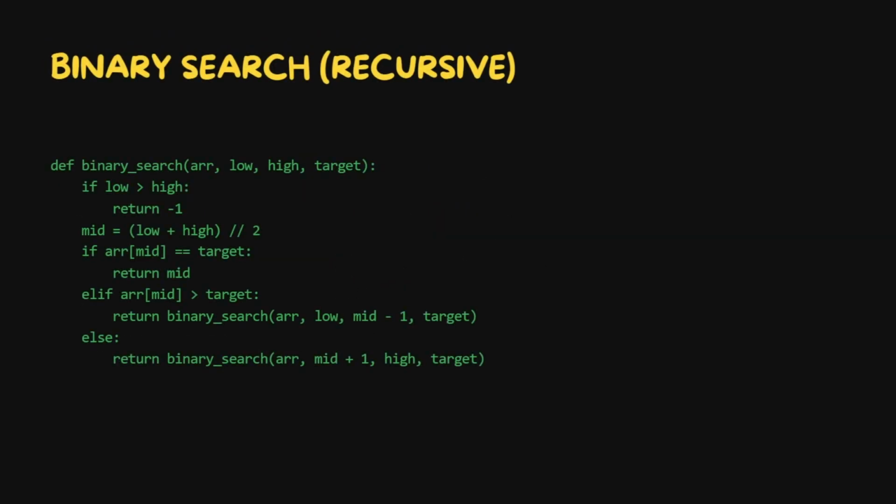This is the code for binary search. First we define the binary search. We will pass the array, the low, the high and the target. If low is greater than high, we will return -1, which is the base case. Then we will find the mid as low plus high divided by 2. If array of mid equals target, we will return the mid value. If array of mid is greater than target, we will return binary search of array, low, mid -1 and target. In the else case, we will return mid +1, high and target. This is for the left case and this is for the right case.